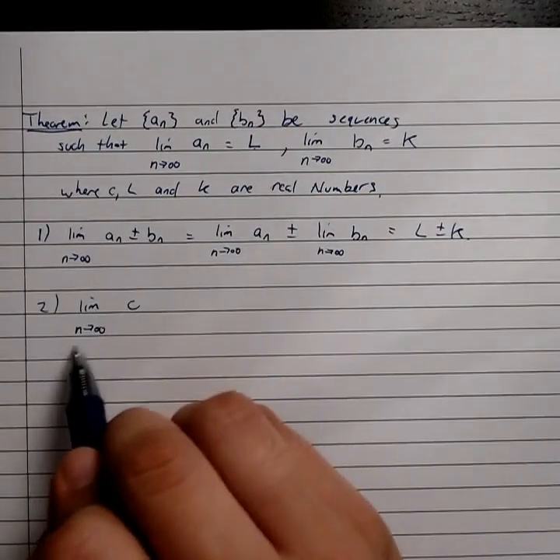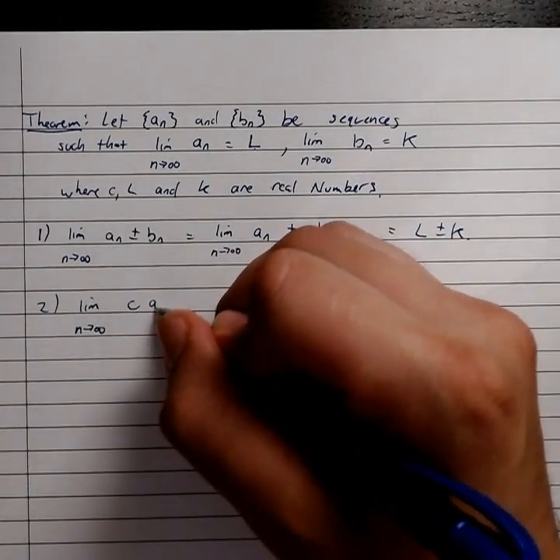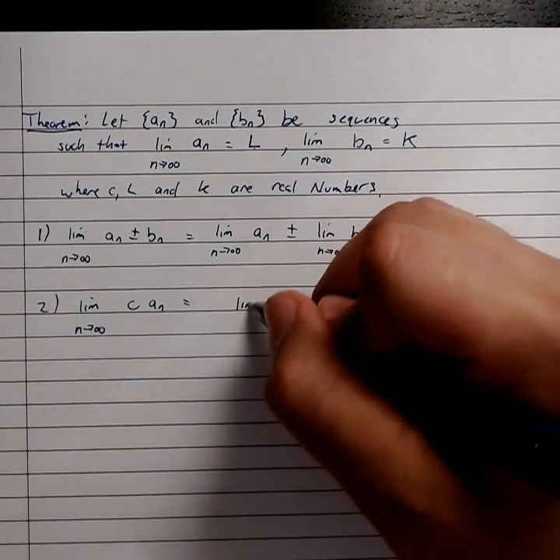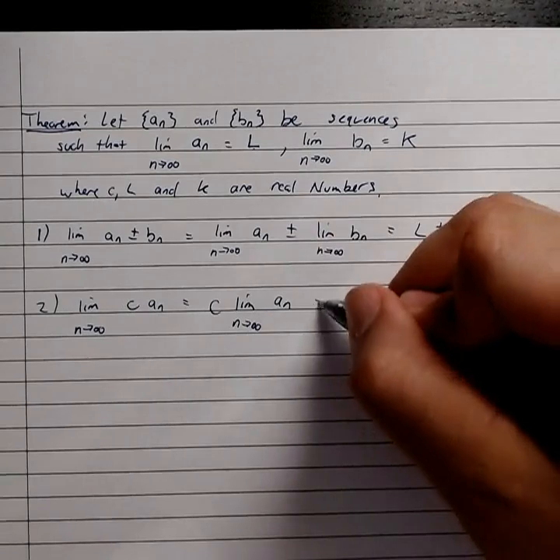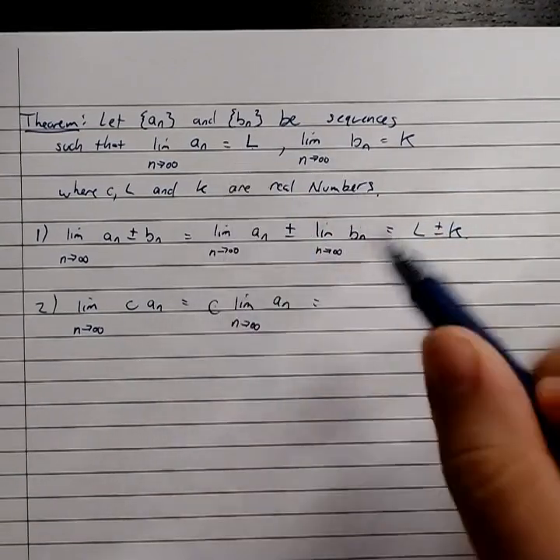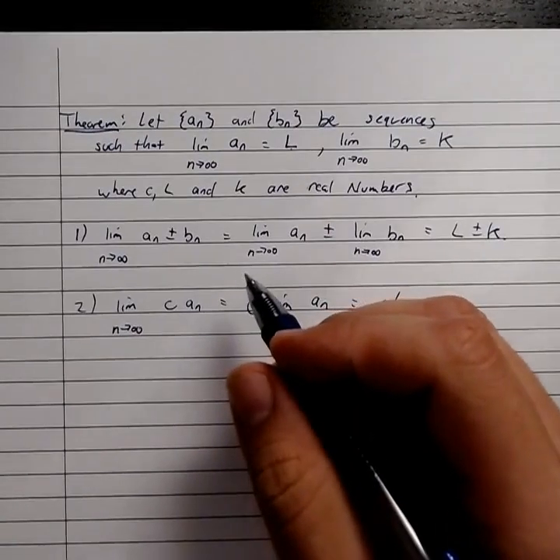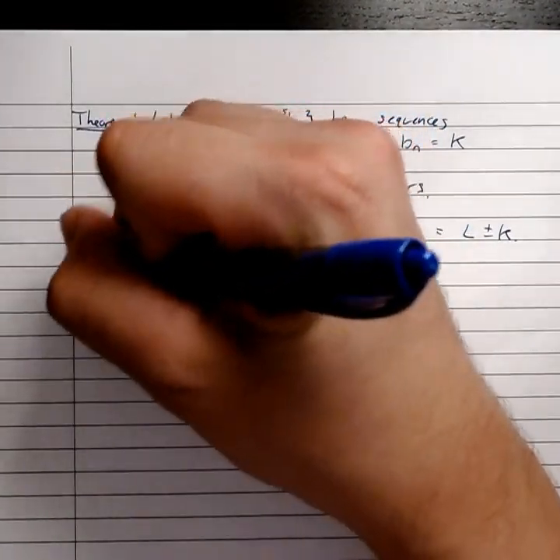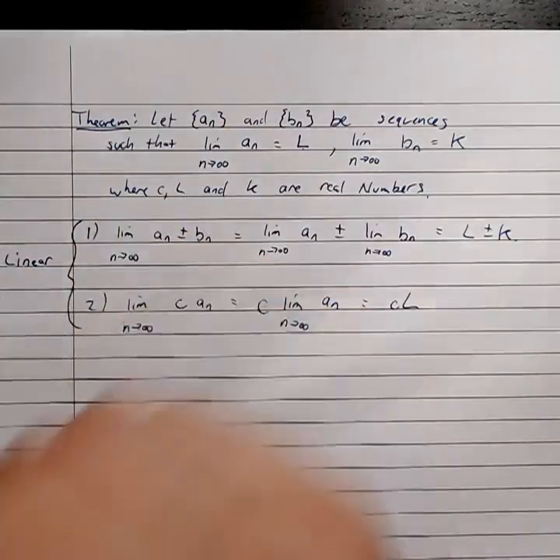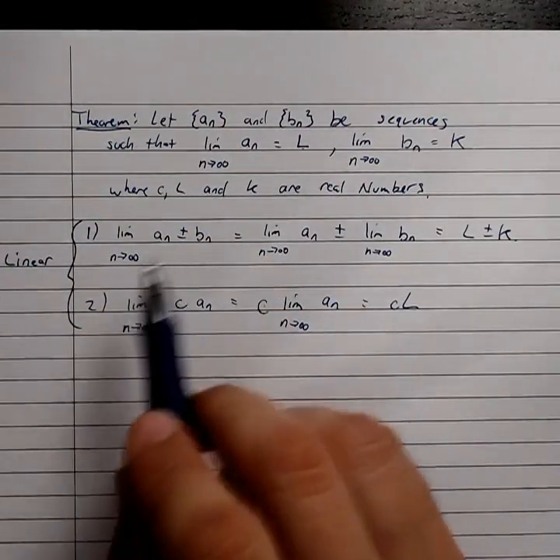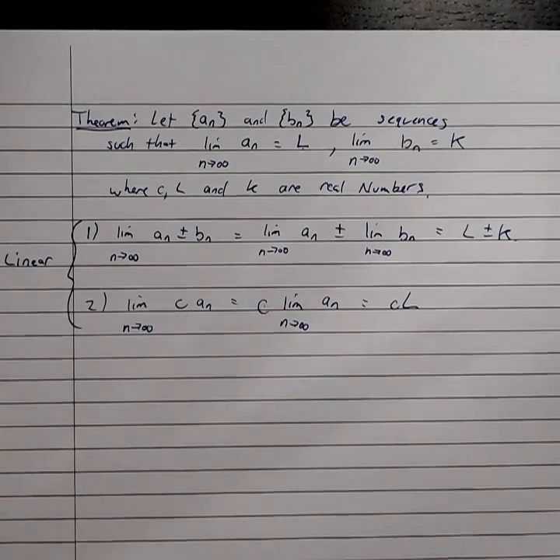So here, if we take the limit as n approaches infinity of a constant, a real number, times a sub n, that's the same as taking the limit as n approaches infinity of a sub n times c, or in other words, it's equal to c times L. And just like many of the other operations that we've seen throughout calculus, this has the linear property. All right? So here, the limit is a linear operation, just like it was for a continuous function.